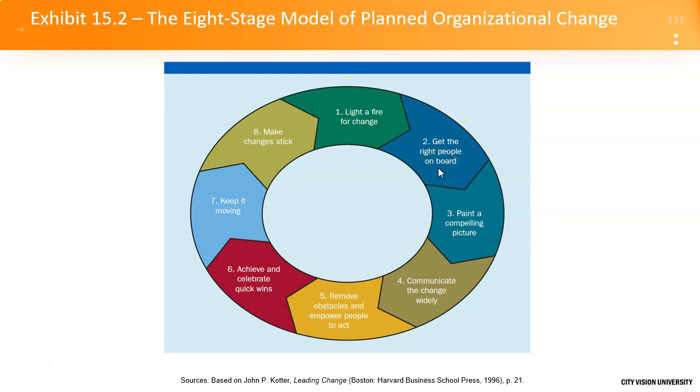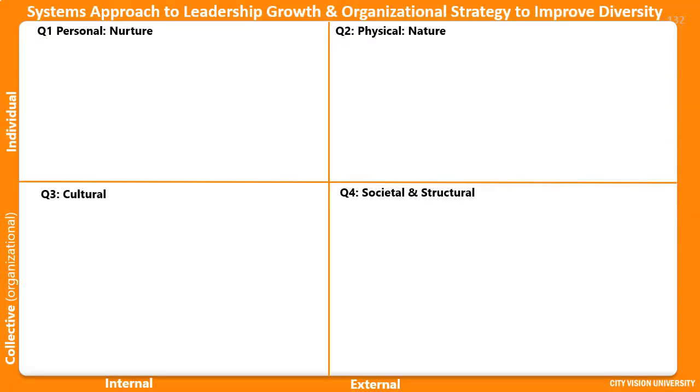But if you're going to try to implement it, you try to get the right people on board. You're going to try to have a compelling picture, communicate the change widely, remove obstacles, and empower people to act, achieve and celebrate wins, keep moving, and then make changes stick. But most of what we're going to focus on for this assignment really is in step 1. So let me just do a refresher on some of the stuff that we covered.